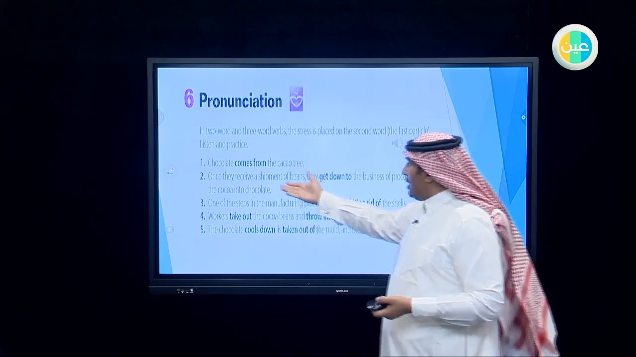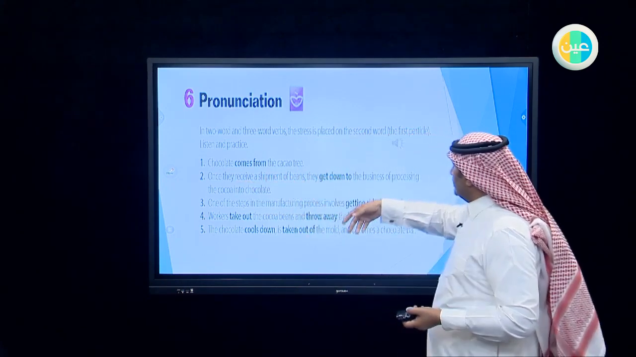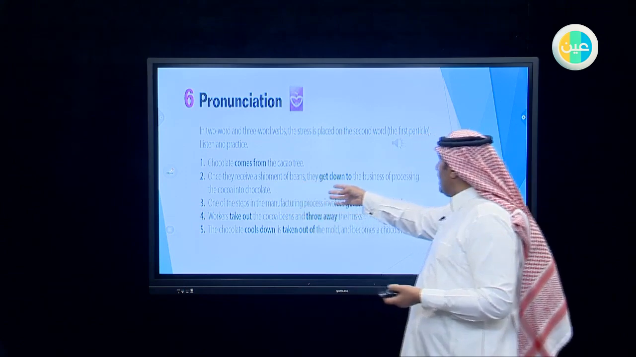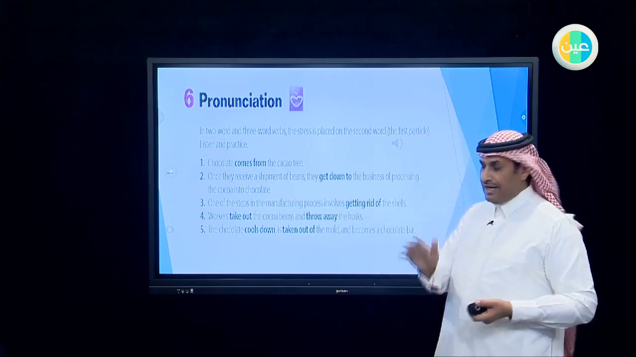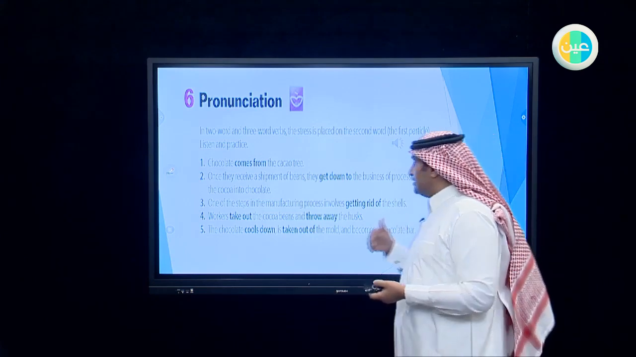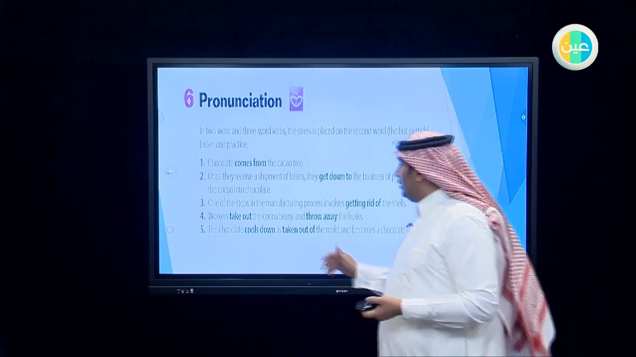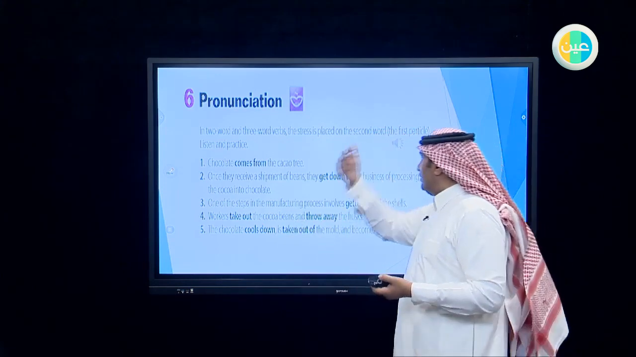The second one, as you see here: they receive a shipment of beans, they get down. Okay, get down. Get down to business or process the cocoa into chocolate. That means to make it down, or to collect it.